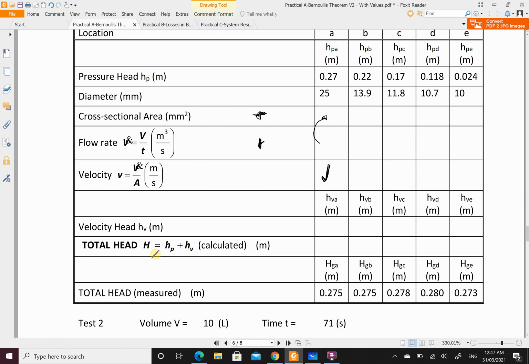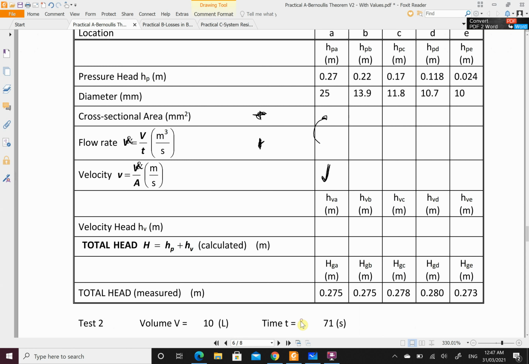Alright, now I have to work out my velocity head. So how do I work out my velocity head? What is it? Remember our velocity head, hv, is v squared on 2g. We've just calculated v. Alright, we calculate our velocity here.